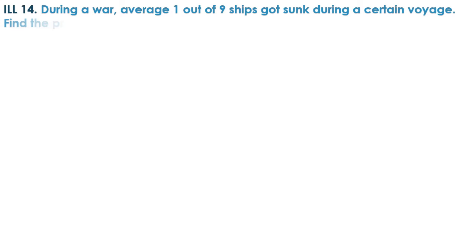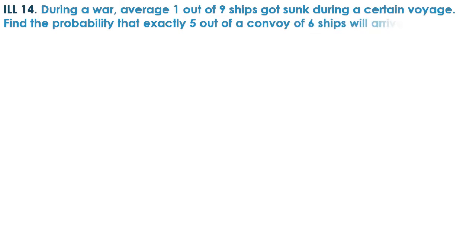Illustration 14. During a war, on average 1 out of 9 ships got sunk during a certain voyage. Find the probability that exactly 5 out of a convoy of 6 ships will arrive safely. Okay, now the first line of this question gives you the probability of failure, and the second line of this question gives you the question.